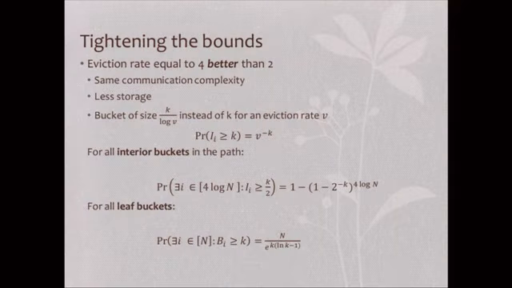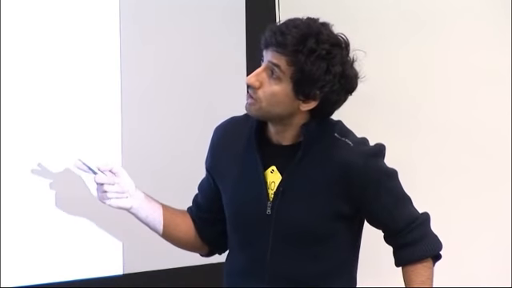So, as I have said, the first contribution of this work was tightening the bounds. We have revisited the first paper of Elenchi and colleagues, and they have introduced that the best rate of eviction was 2, but it's not true. The best rate is 4. Why? We have the same communication complexity. Why? Because we have a bucket with half size.